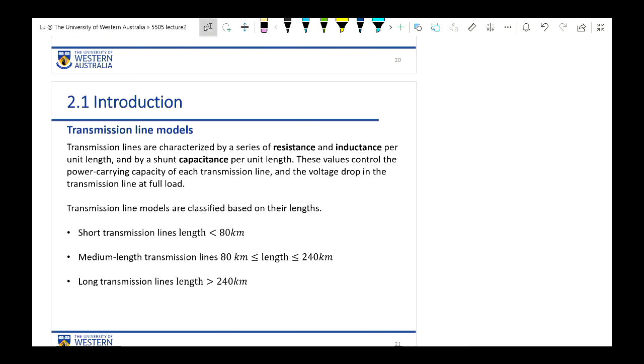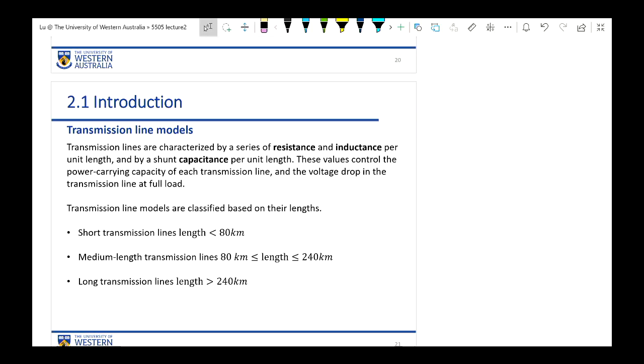Now let's talk about the most important part of chapter 2. Transmission lines are characterized by a series resistance. Resistance is because of the materials we used in the cable. And inductance is because we twisted the metal, per unit length, and by a shunt capacitance per unit length. These values control the power carrying capacity of each transmission line and the voltage drop in the transmission line at full load. Don't worry about the full load. We are going to have a look at what full load means. The other term is no-load. So we will talk about these 2 things shortly.